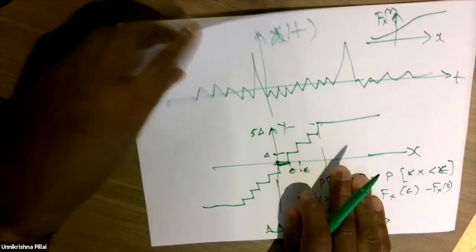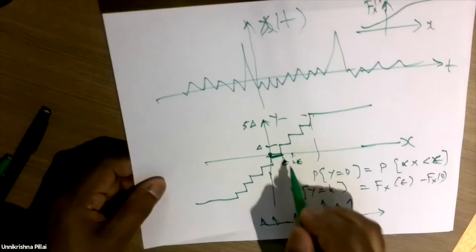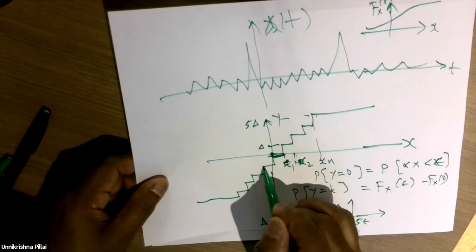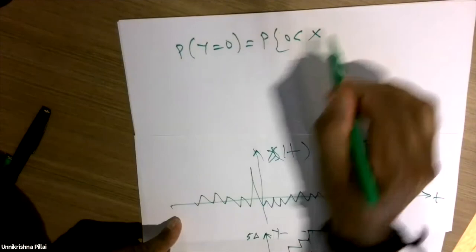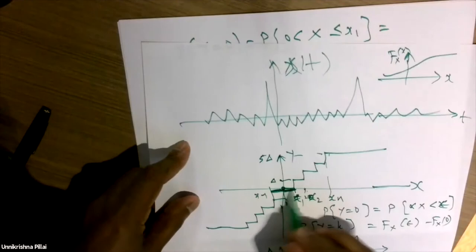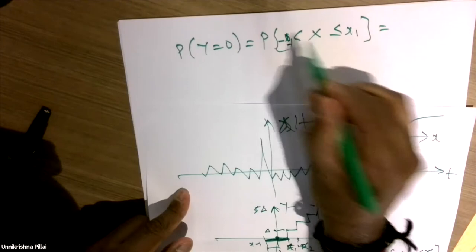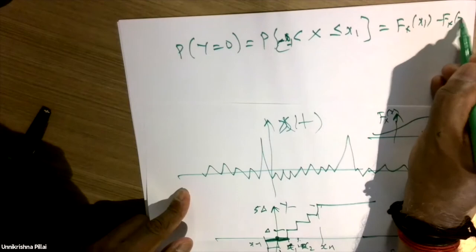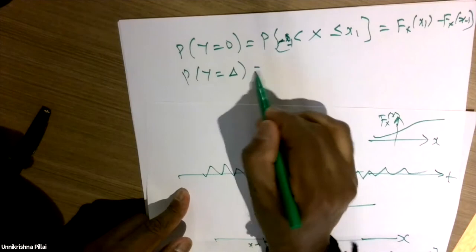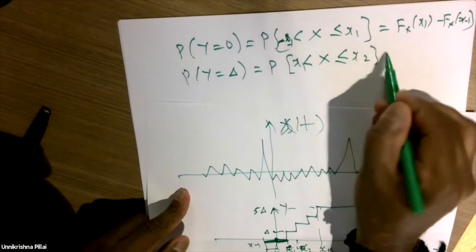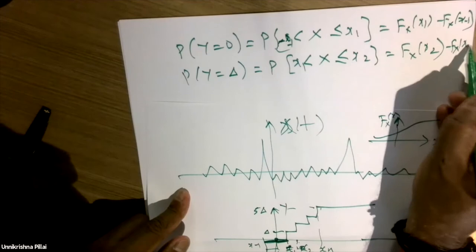So if you see, remember, let me call this x1, x2, xn, etc., and x of minus 1. So probability of y equal to 0 is probability of x being greater than 0 and less than or equal to x1. Or let's say I go from here, between x of minus 1. So this is fx of x1 minus fx of x of minus 1. Then probability of y equal to delta is the next one. Probability of x between x1 and less than or equal to x2. So this is fx of x2 minus fx of x1, etc. So you get the idea.